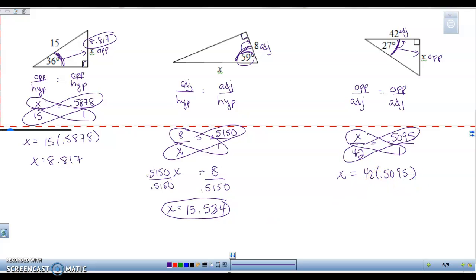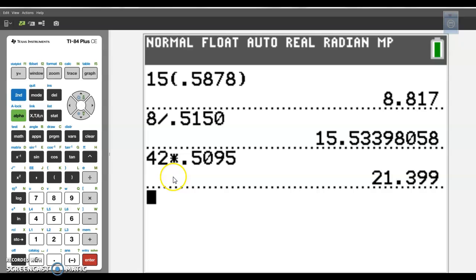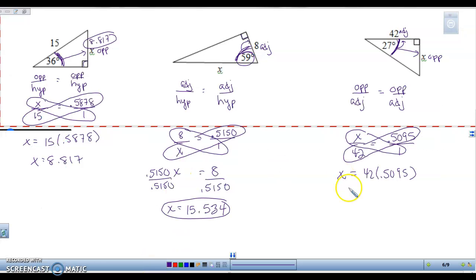I put that in my calculator. 42 times 0.5095 is 21.399. So x is going to equal, rounded to the nearest thousandth, 21.399.